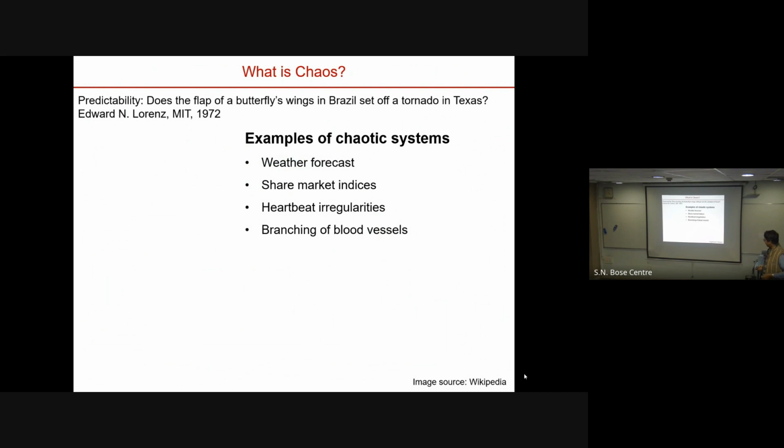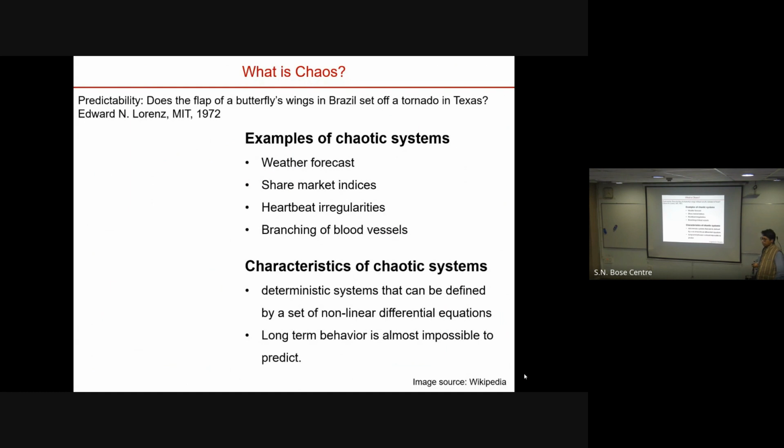So it's actually a proper physical term, and a very prominent example of a chaotic system is weather. If you want to forecast weather, it is very difficult because weather is a chaotic system, right? Share market indices, irregularities in our heartbeat, the formation of blood vessels in different organs, which basically follows a fractal pattern, is also a chaotic system. So these are some examples. There are many, many examples in biological systems also.